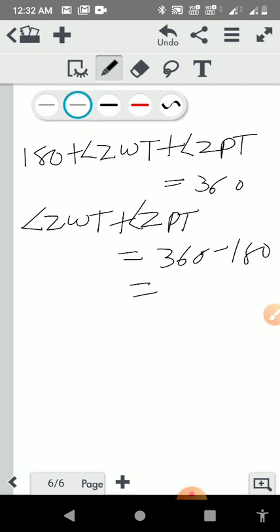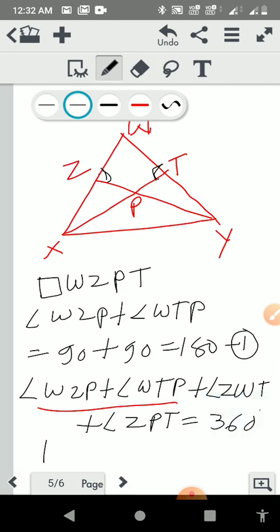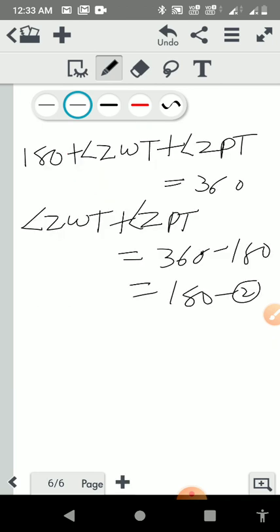So I will get this answer as 180. I am giving this as equation number 2. Now if we see these two angles, angle ZWT, so this angle, and angle ZPT, so this angle, this is also 180. So from equation 1 and 2 we can say that angle WZP and angle WTP are 180 degrees, so they are opposite angles, as well as angle ZWT and angle ZPT, this is also 180 degrees from equation 2.